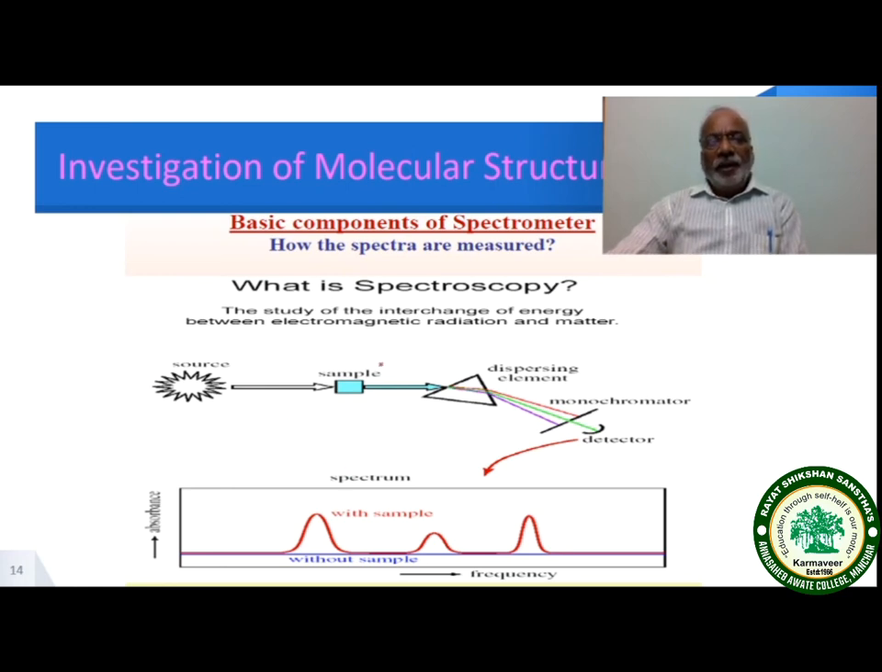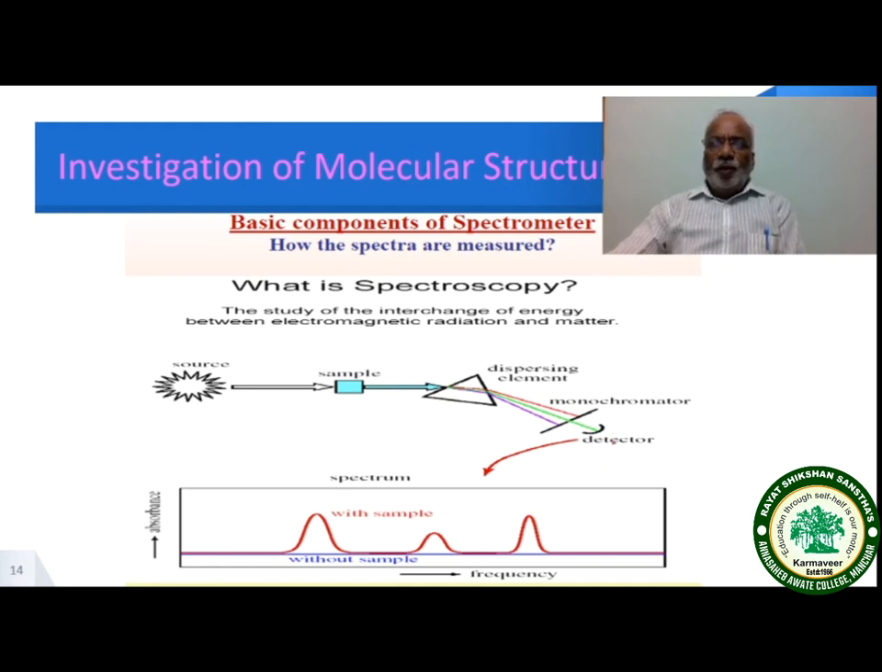Another is the sample holder. It is also called a cuvette or cell. The third one is the monochromator, which comprises the dispersing element and different mirrors, entrance slit, exit slit, etc. This is called the monochromator. The monochromator is a device which gives us a single wavelength of light, while other radiations get absorbed by the filters. And the fourth unit is the detector.